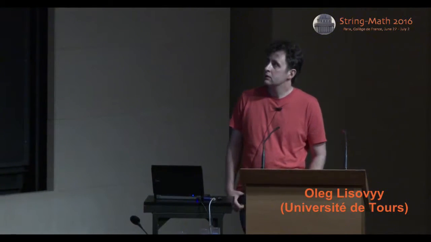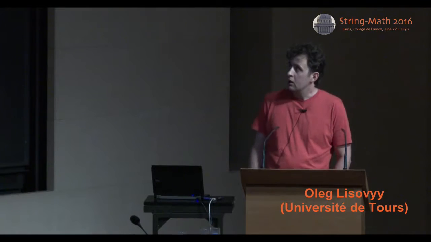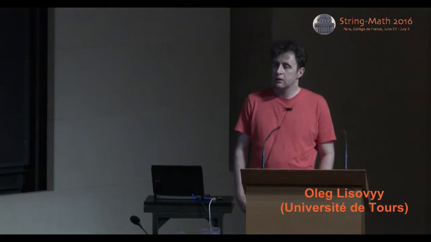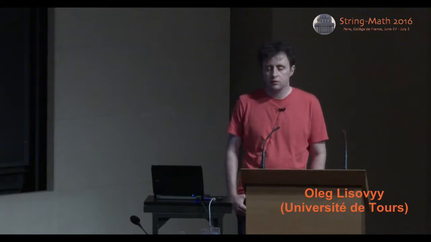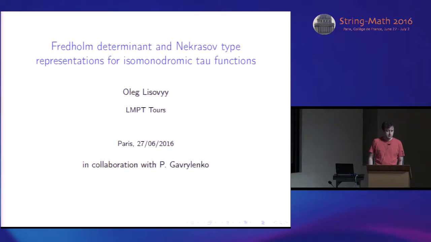I would like to discuss the Fredholm determinant and some combinatorial representations for isomonodromic tau functions. This subject has a long history, which started probably in the late 70s from the papers of McCoy, Wu, and Tracy on the two-dimensional Ising model, and then the papers by Sato, Jimbo, and Miwa on holonomic quantum fields.